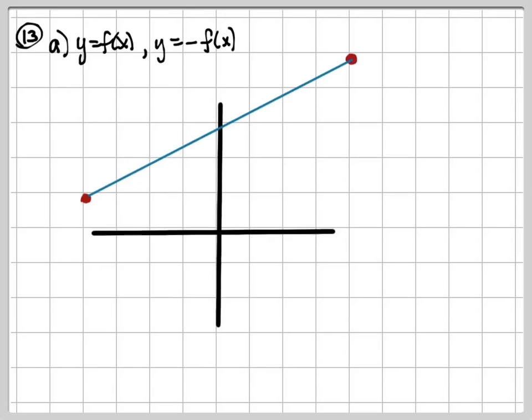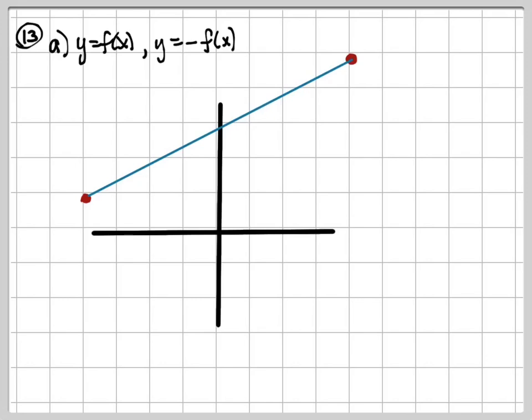Go for a little bit. Okay, so what does the negative when it's outside in front of a function do? It reflects it, but how does it reflect it? Up and down or left and right? It reflects it over the x. It reflects it up or down, okay? So this needs to reflect, in this case, down underneath the x-axis.